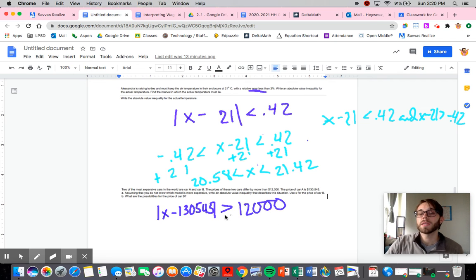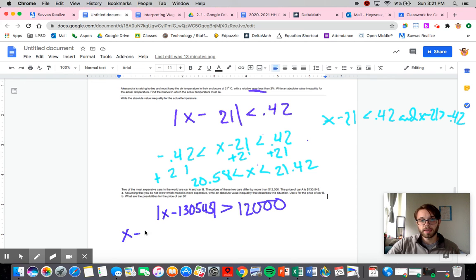I don't know how much more. All I'm saying is, since again, I don't know which one's bigger, I'm just saying the difference in their price has to be at least $12,000. So B could be less expensive and be $12,000 less, or more than $12,000 less, or B could be more expensive and be more than $12,000 more. All right. So again, greater than is or. So we are going to set this up as an or.